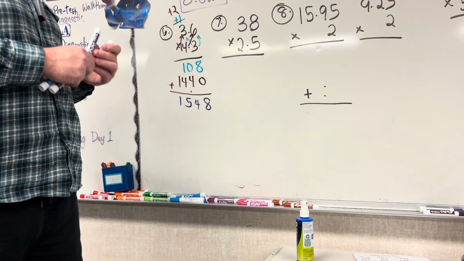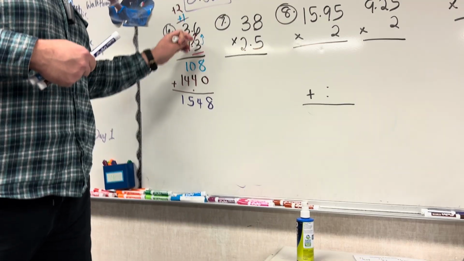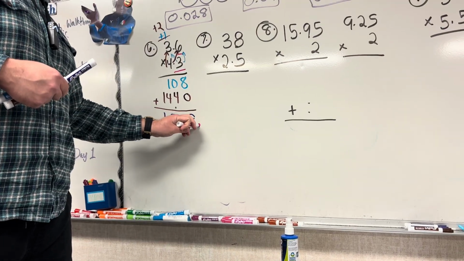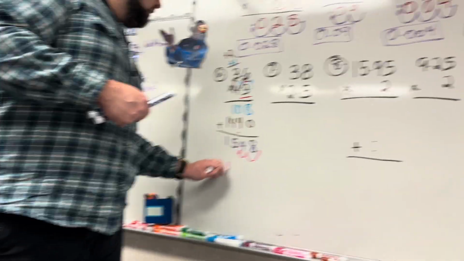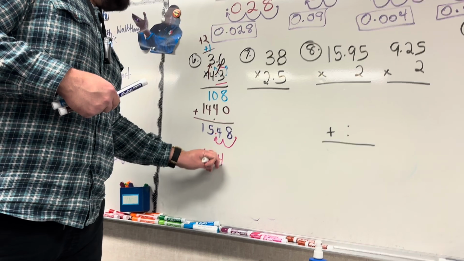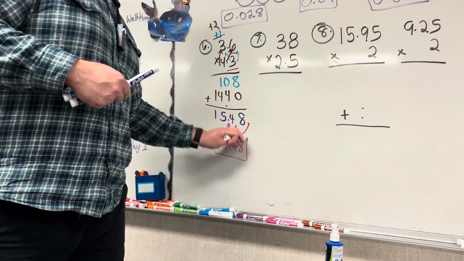Finally, we need to count how many numbers are behind a decimal. 1, 2. So I'm going to go from the far right. 1, 2. My answer is 15.48. Okay?